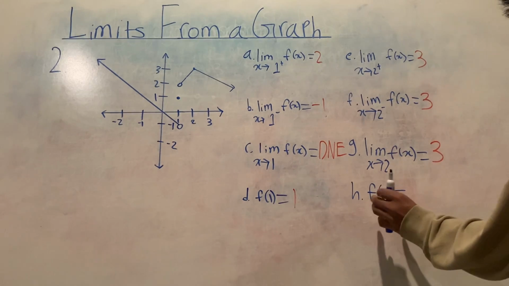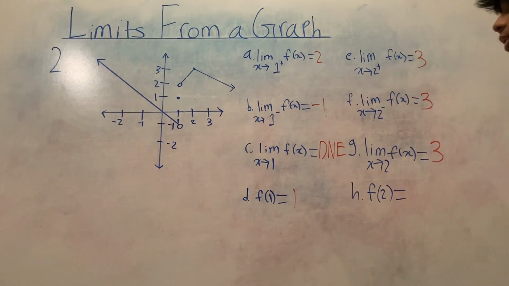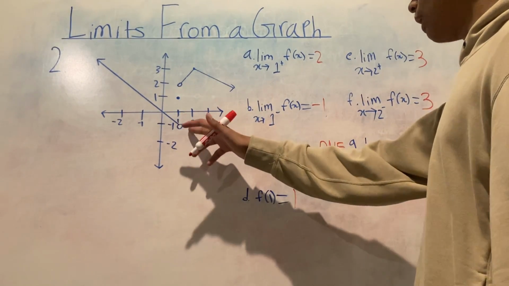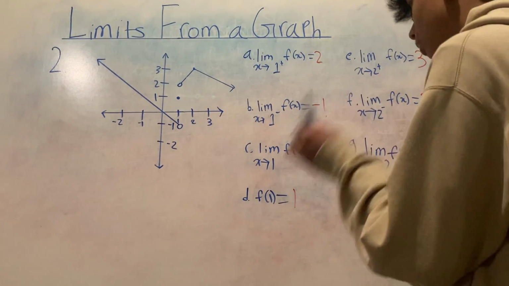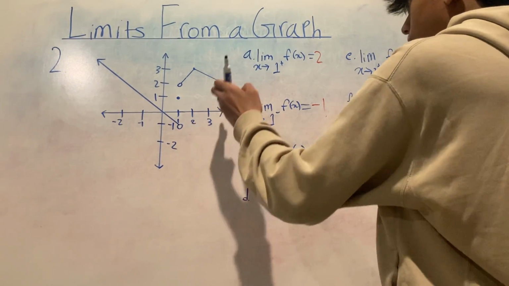Now they're asking us find f of 2. So f of 2, again, is 3. They're not asking us for a limit, just finding what is the y value when x equals 2, which is 3.